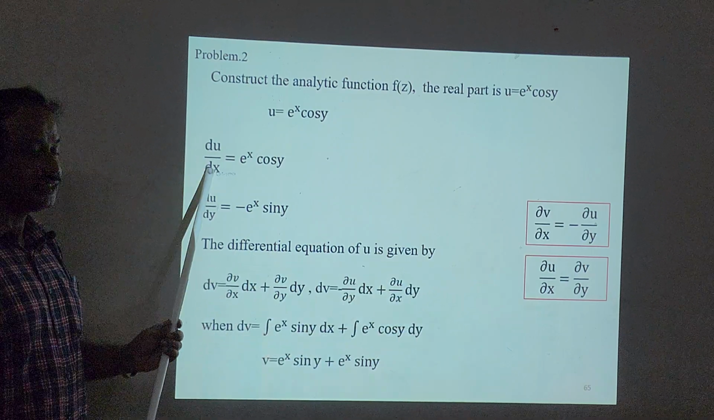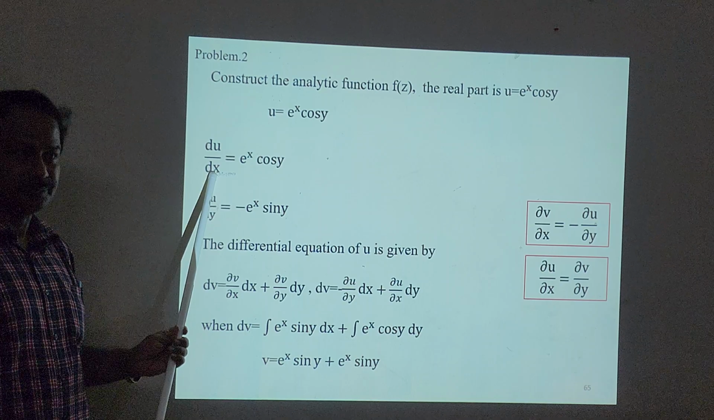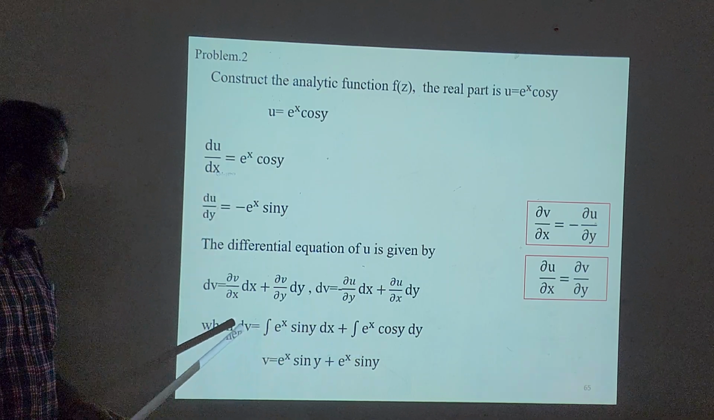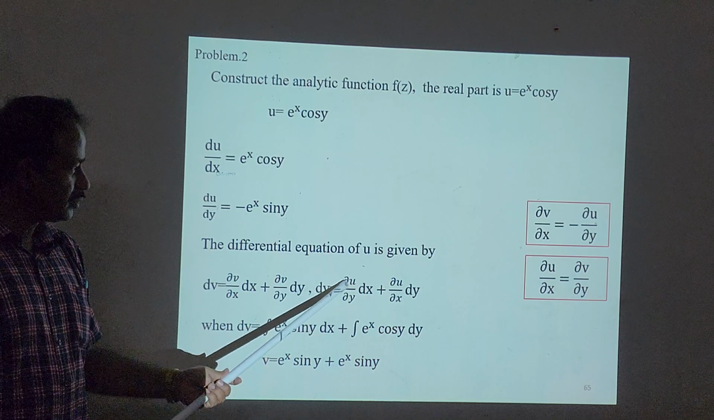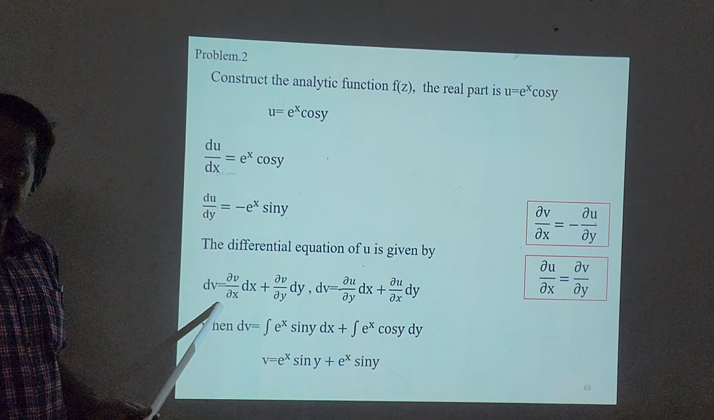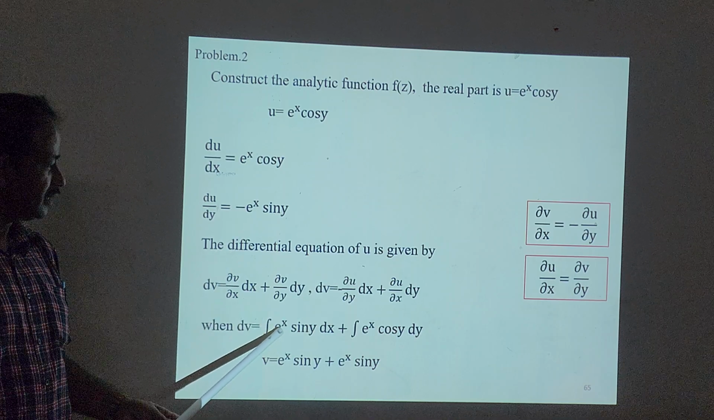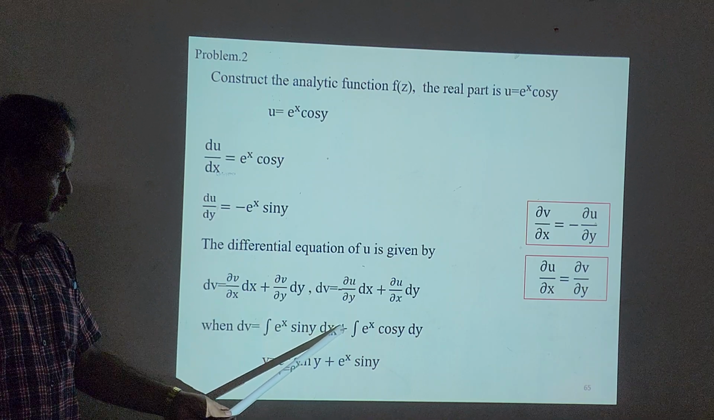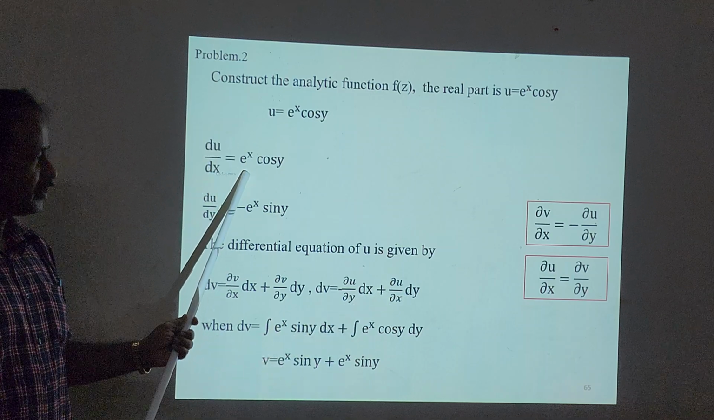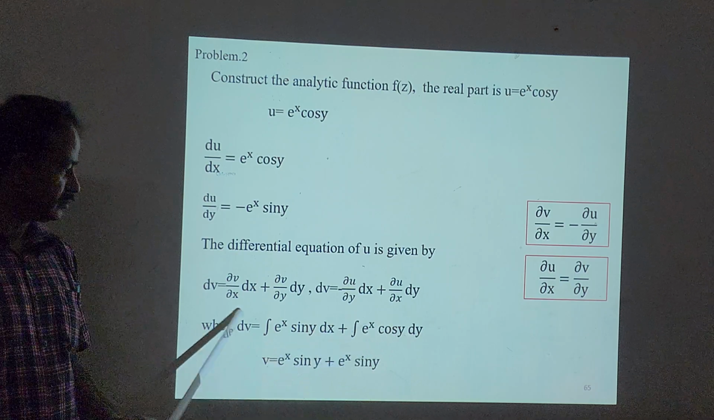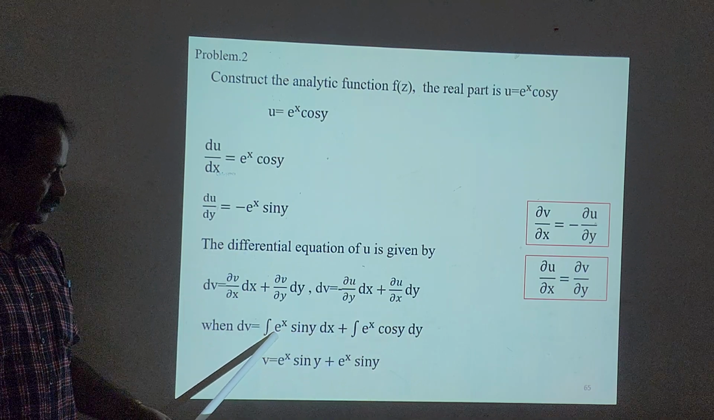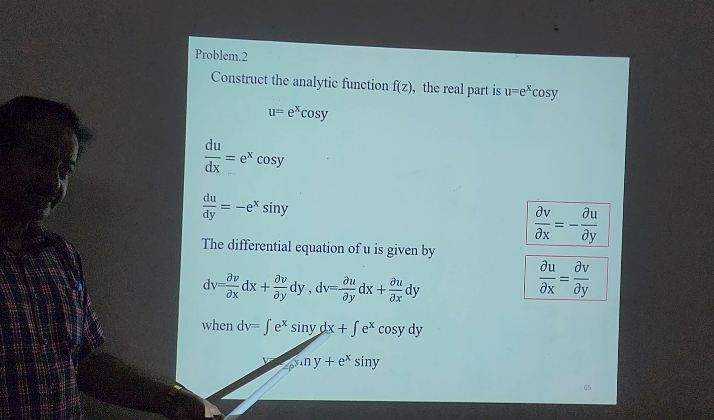Now we have already found everything in terms of u. du by dx, du by dy. We can substitute. Okay, so dv becomes, du by dy is minus, already one minus is there, so minus plus. So minus e power x sin y dx plus du by dx is nothing but e power x cos y dy. So just integrate on both sides. So that will give you v. You are going to integrate this one with respect to x.